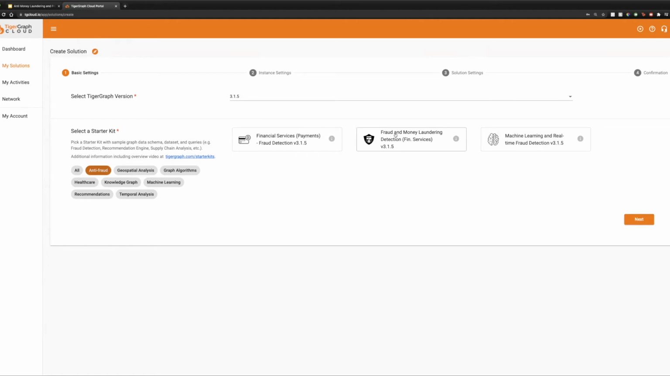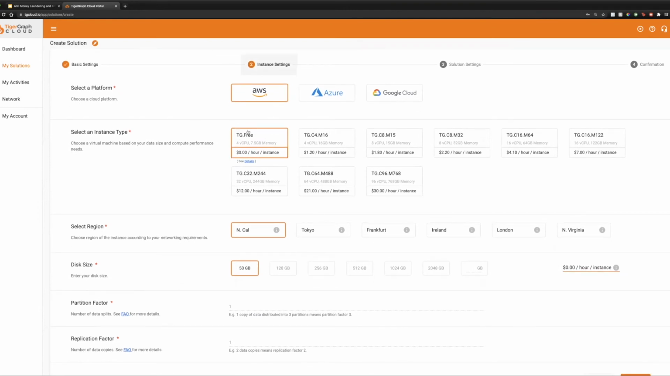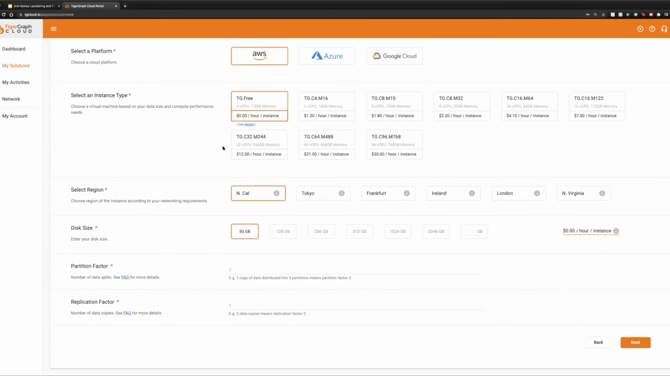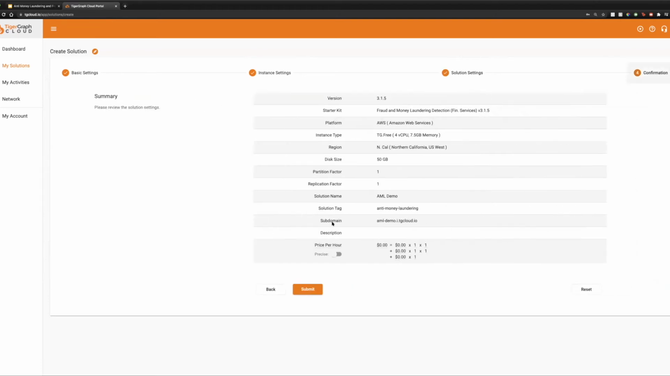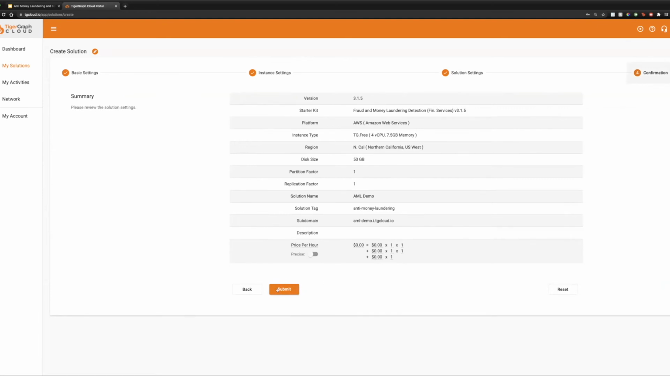So I'll be going over our fraud and money laundering detection one. So you can just click on that. Next, like I said, free means free. So you can spin up a free tier solution, it will cost you $0, won't even ask you for any credit card information or anything like that, and you're good to go. And then here you can just give it a name, and you'll need to set an initial password just so you can log in. I'm going to leave it as default, and then a subdomain, which is where you'll actually access your solution from. So we'll just call it AML demo. You'd click next, and then you just confirm all of this and select submit.